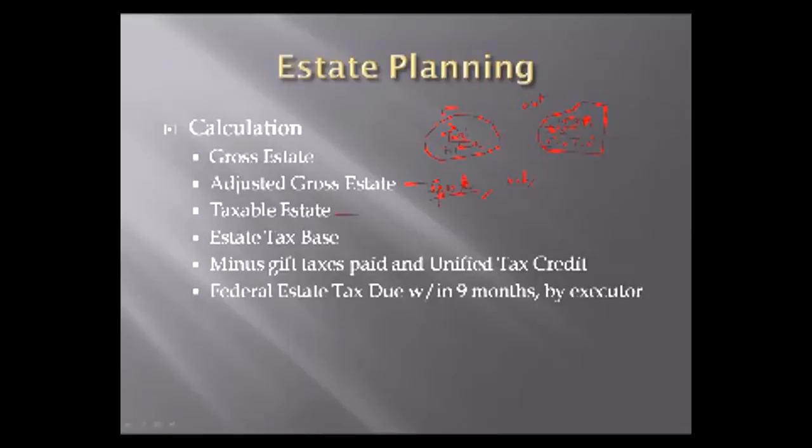Then after you've adjusted the gross estate, you get to the tax point, $8 million, okay? And we know that this year, right, you're going to pay a 40% tax on that base, okay?